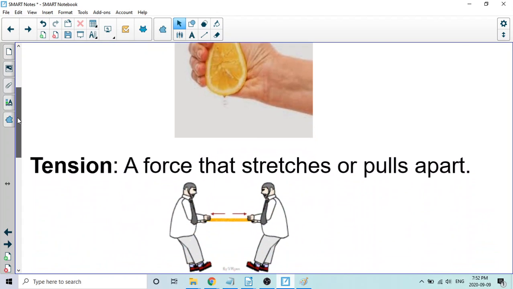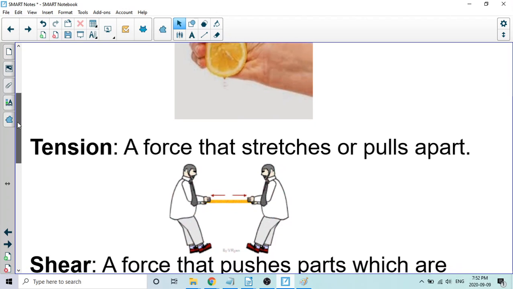All right? Tension is a force that stretches or pulls apart. So we got these two guys pulling on a string in opposite directions. This part of the string is acting on this part of the string, and this part is acting on that part, and it's this idea that there's a stretching force going on inside the string.